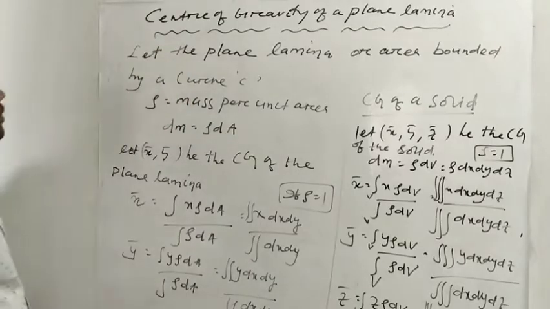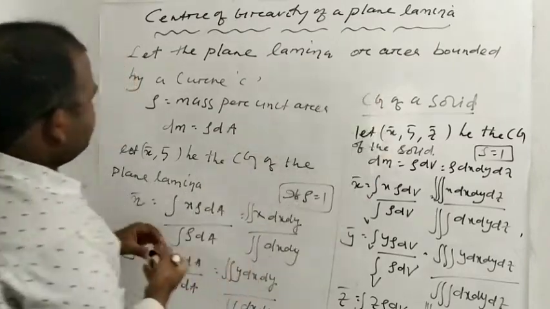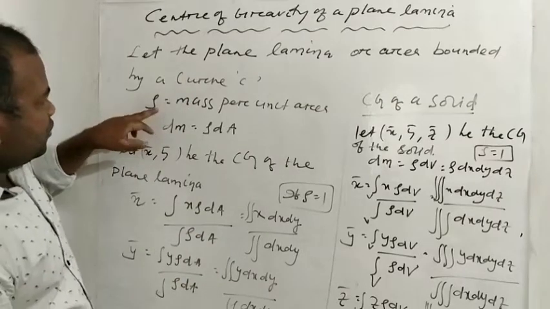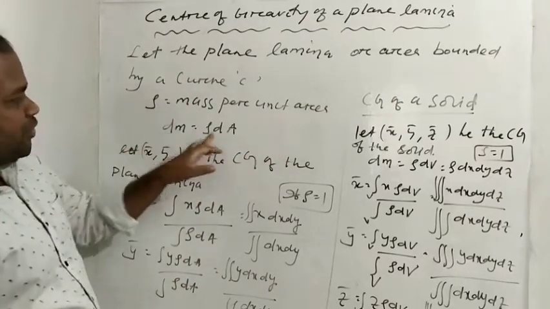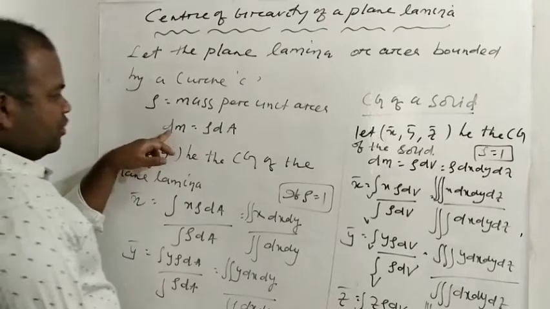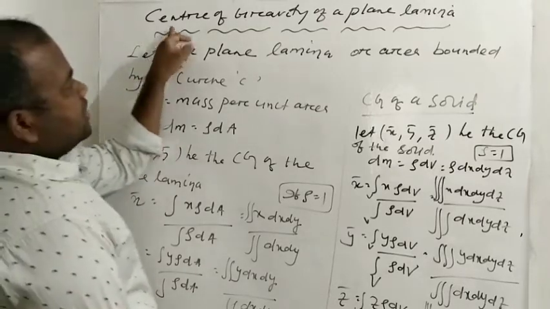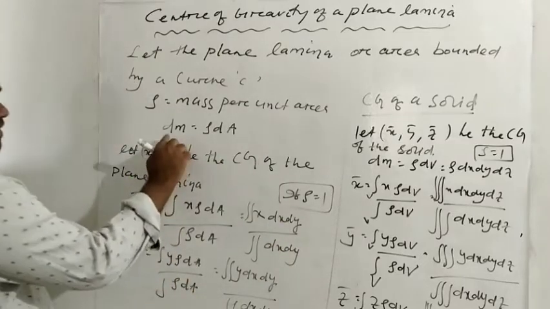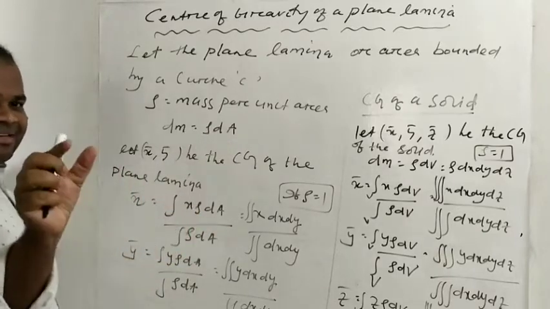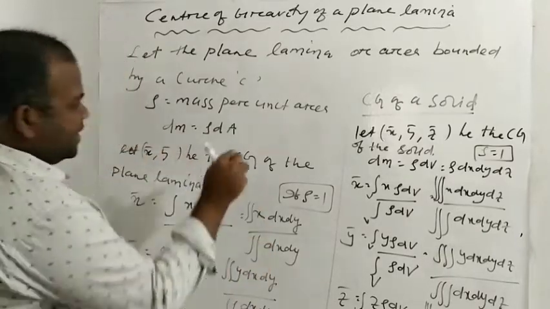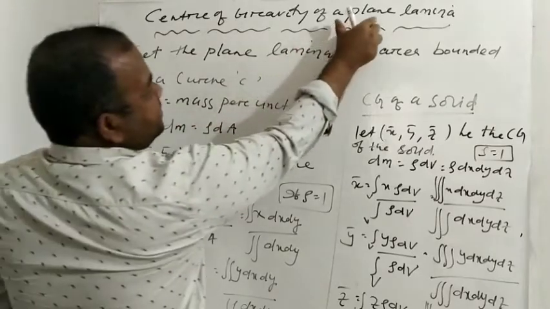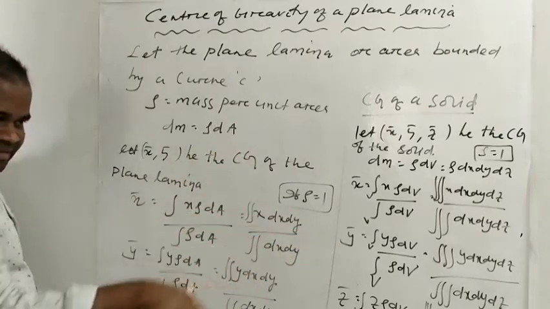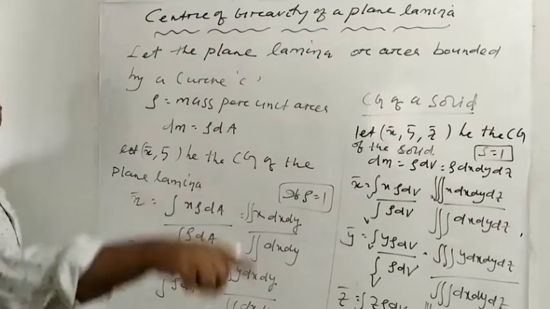Let the plane lamina, or the area, be bounded by the curve C, where rho is the mass per unit area and dm equals rho into dA. You already saw this for the arc, where dm equals rho into ds, ds being the arc element. Here dA is the area. In the case of a plane lamina, you will find the area, so based on the x-axis and y-axis, dx and dy will come.